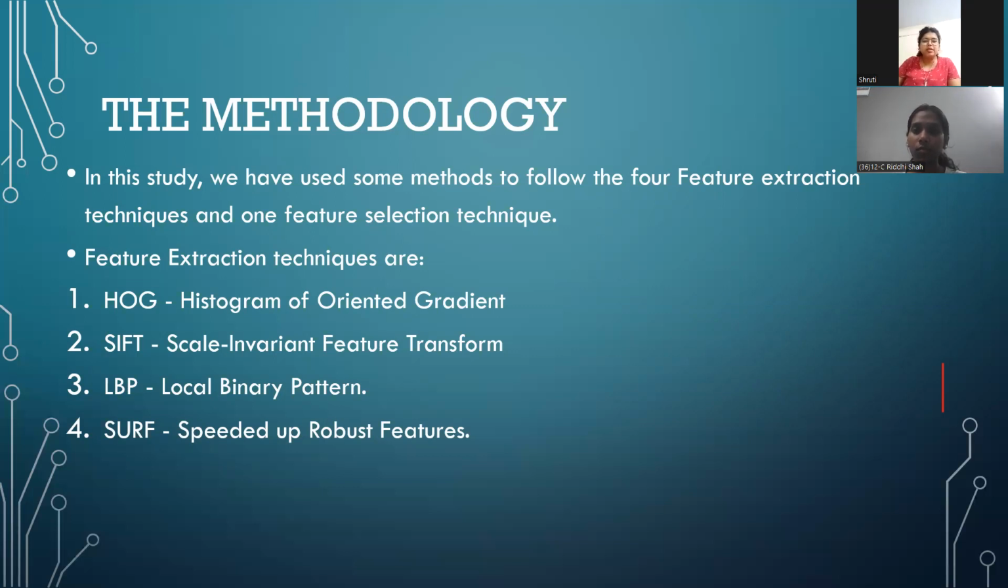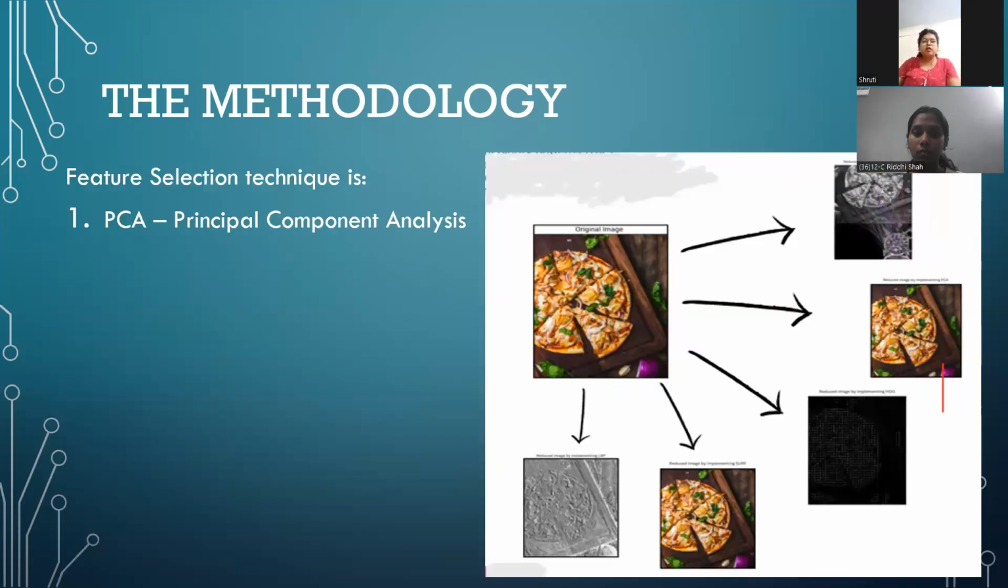In this, 3x3 matrices are formed and traversed around the image, and the middle cell of the matrix gives the features selected from the whole image, and then the features are extracted from the image. The next is SURF, and the feature selection technique we have used is PCA, that is principal component analysis. In principal component analysis, the feature selection technique is used.